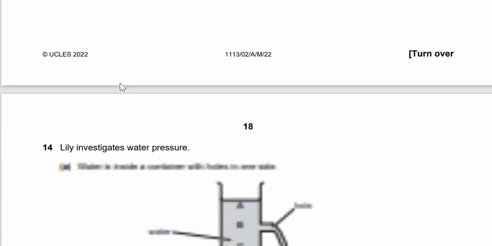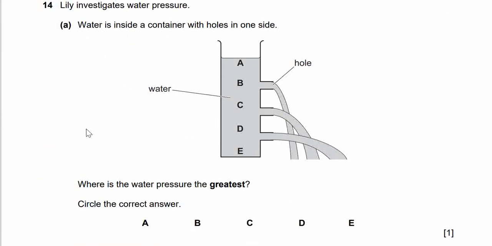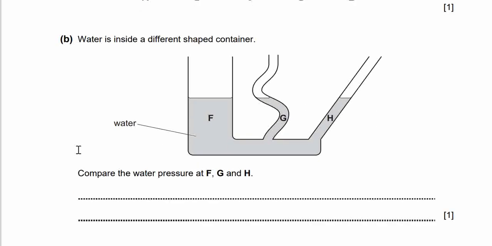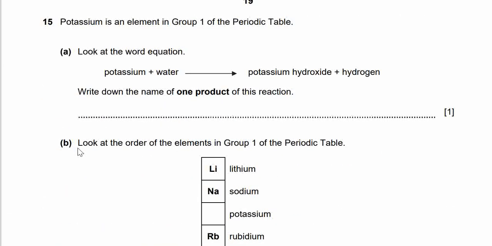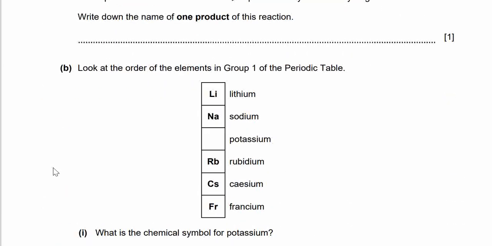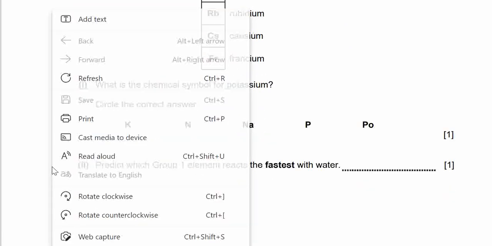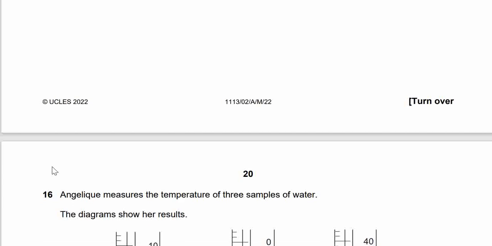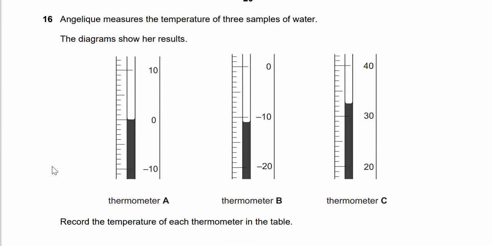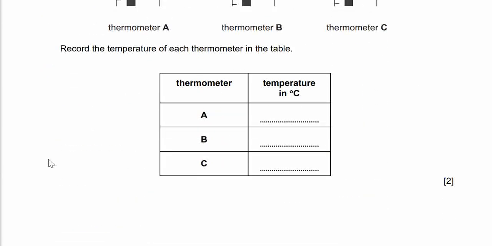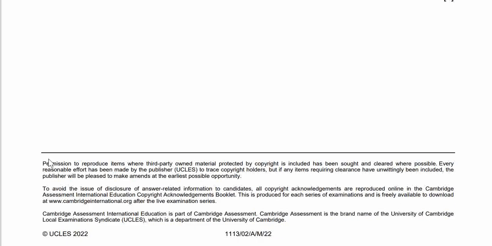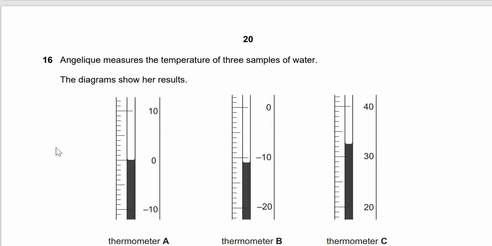Okay. Now is question 14 and 14B, followed by 15A and B. This is question 15B part 1 and part 2. This is question 16, and this is still the table for question 16, and that is the last of this paper.